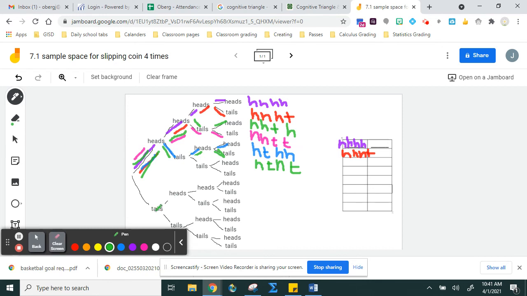And then I have to go down and do the same thing down here with tails. So I have tails, heads, heads, heads. And then I would have, so let me write that down over here, tails, heads, heads, tails. And then I'm going to keep going down all the options until I have all 16 written.